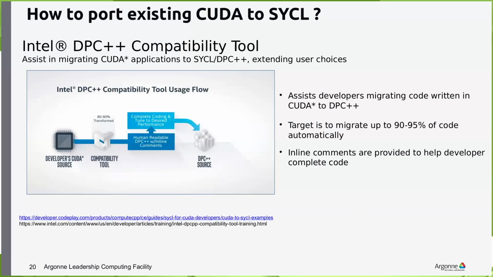So how do you port an existing CUDA project to SYCL? There is something called the DPC++ compatibility tool from Intel. This is the tool that you would use to port a CUDA application to SYCL. It does a pretty good job at porting 90 to 95% of the code automatically and puts a bunch of inline comments to help the developer later see what has not been ported, and if it has been ported, are there any optimizations that you could choose from?